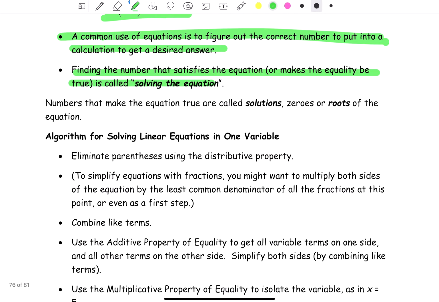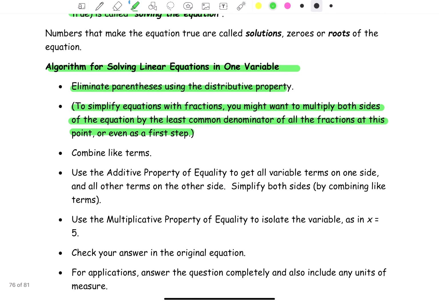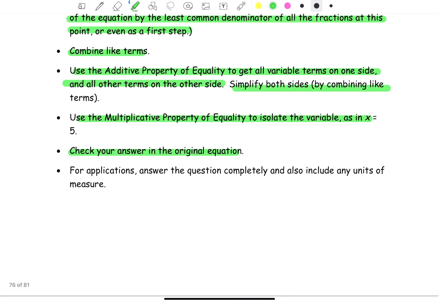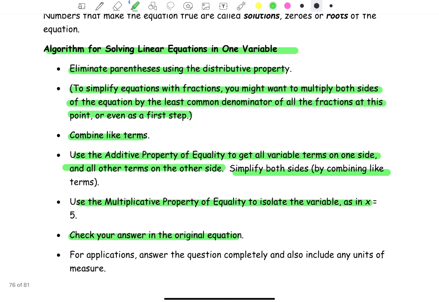The algorithm to solve a linear equation in one variable: Step 1 is to eliminate the parentheses using the distributive property. Next, simplify the fractions. If there is any fraction involved, multiply both sides by the LCD of all the denominators in that equation. This will eliminate the fractions. Next, combine like terms, and then using the addition and multiplication properties of equality, bring variables to one side. Finally, isolate the variable. The last step is to check your answer in the original equation by plugging it back in to make sure we haven't made any mistake, and the left and right hand sides are equal to each other.